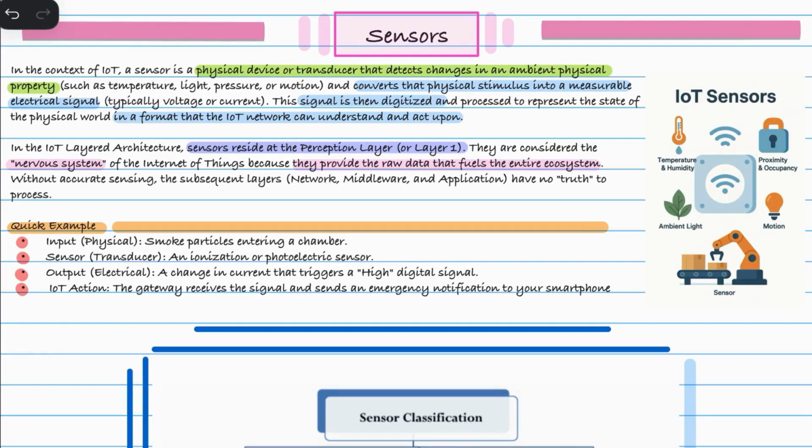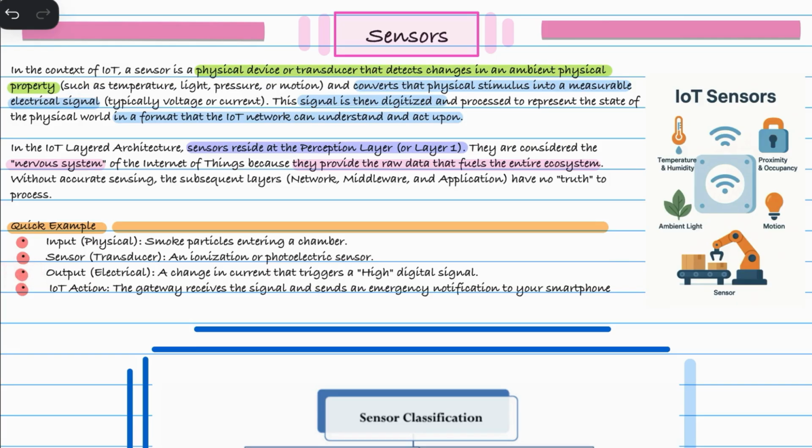So let's look at this creative example of the smart smoke detector. Right, so how does this flow from the environment to your phone? First, there is an input, right? The smoke particles drift into a tiny chamber inside the sensor. Then there is the sensor: a beam of light inside the sensor gets blocked by the smoke, right? This is known as photoelectric sensing.